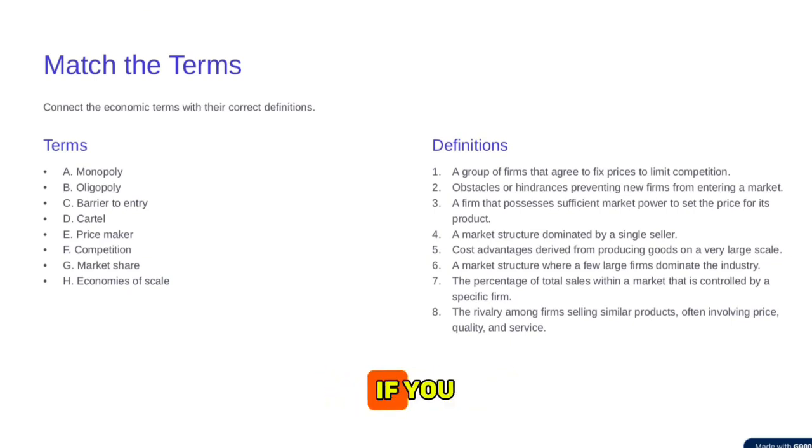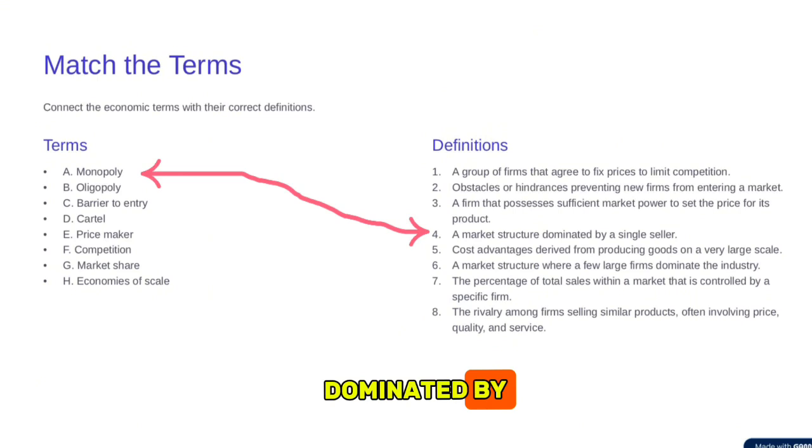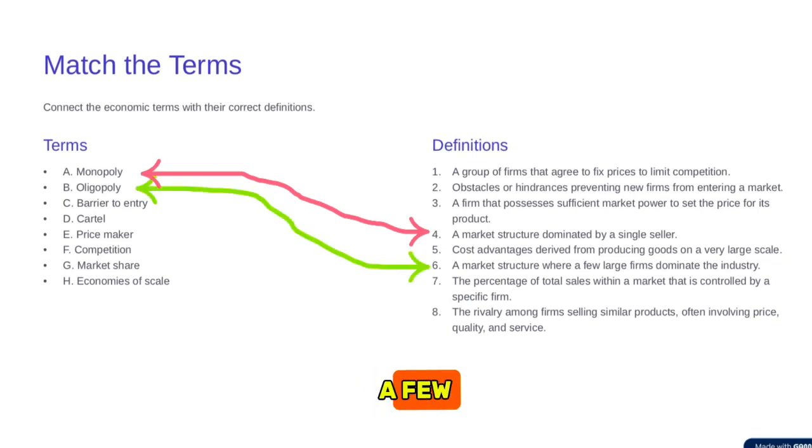Alright, dear listener, if you are done, let's check the answers together. The first one, A. Monopoly is a market structure dominated by a single seller. In a monopoly, one company controls the market and has little competition. Next one, B. Oligopoly. This is a market structure where a few large firms dominate the industry. Examples include airlines, smartphones, and car industries in many countries.